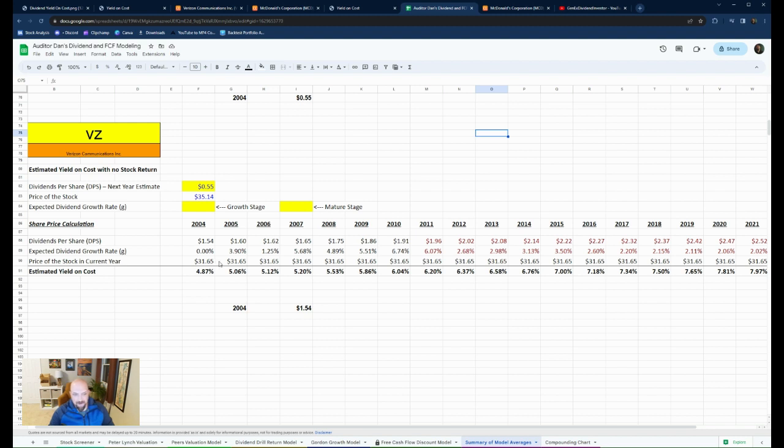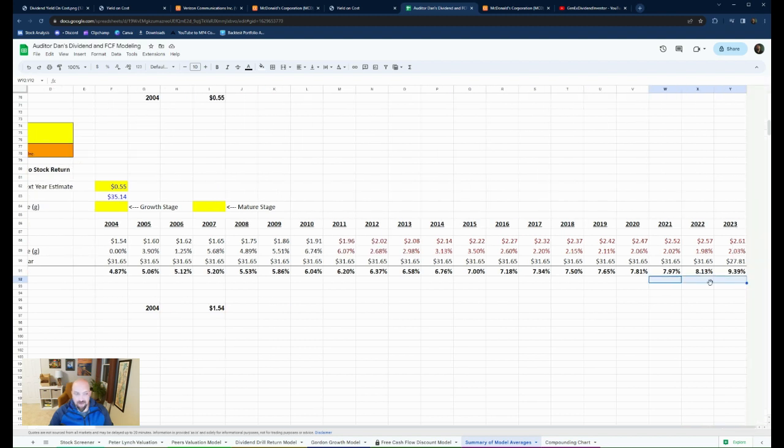Back then it was $31.65, so I just carried forward the share price. So this is while the dividend is growing, that is yield on cost. You can see basically that the one share that you bought in 2004 would produce, up to today, for Verizon, about 9%. So not bad. You can see how the trajectory of it went.